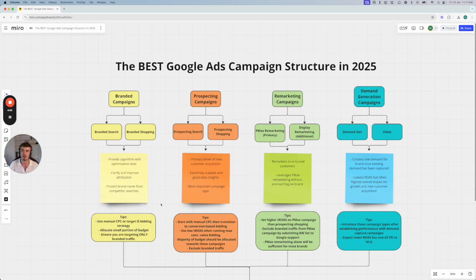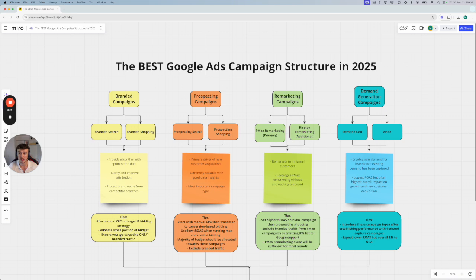Rather, we go with the more manual strategy, so manual CPC, which allows you to bid specific manual cost per click values on your branded keywords, or target impression share, which allows you to target a specific share of impressions for your chosen keywords. So usually I'd recommend going with 90%, 90% target impression share, right? If you're going to run target impression share bidding. So that means you're showing up 90% of the time for your branded keywords, which is generally enough, right?